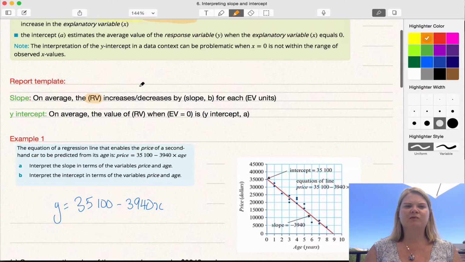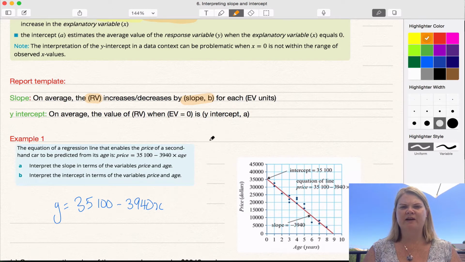The response variable increases or decreases by the slope, which is b, so fill that in, for each, and then you write whatever the units are going up by in here. If it was going up by 5 years, 5, 10, 15, you would say it decreases by $3,940 every 5 years. So that's what the explanatory variable units means.